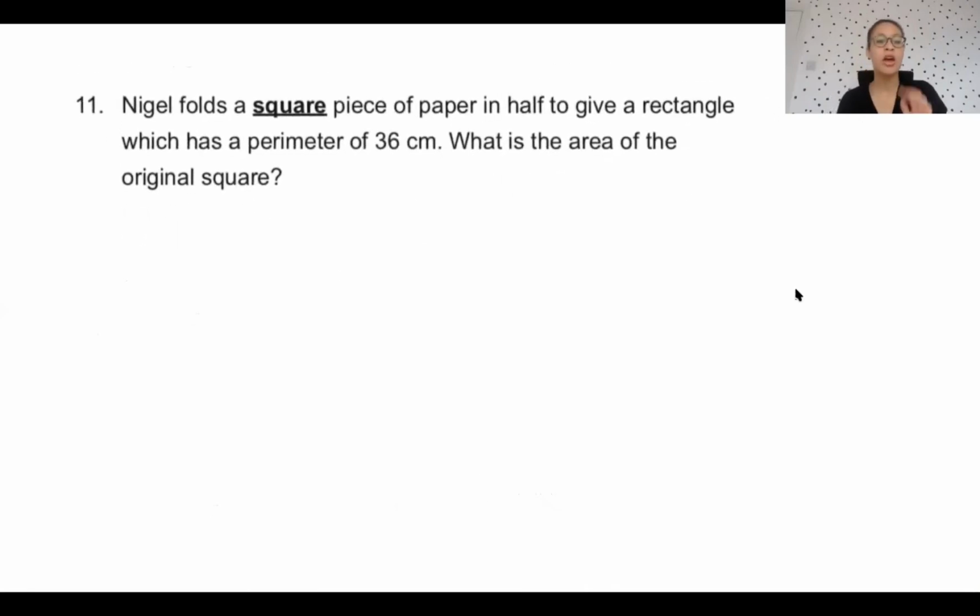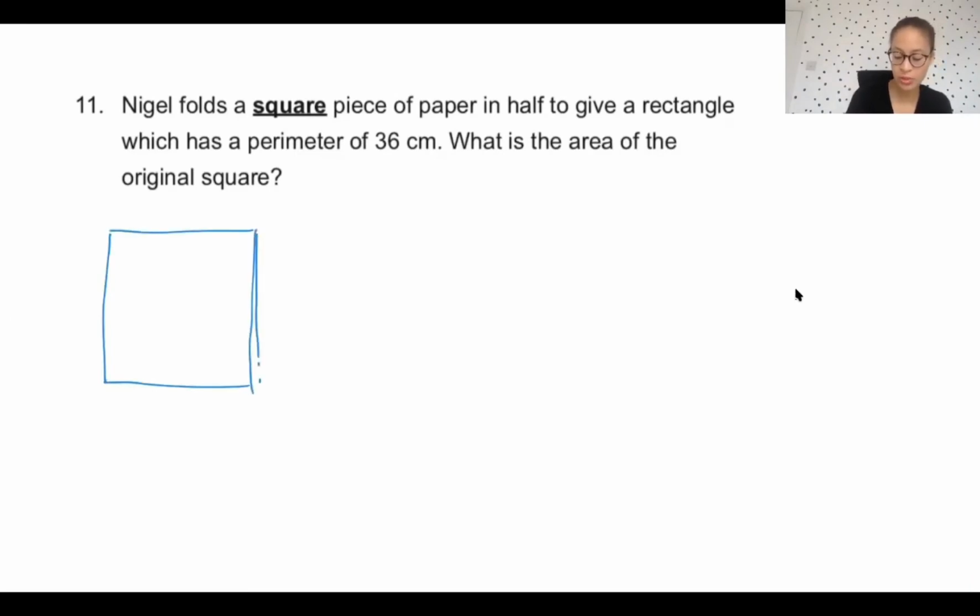Nigel folds a square piece of paper in half to give a rectangle which has a perimeter of 36 centimeters. What is the area of the original square? It's quite a bit to take in there, so you might want to reread it. So Nigel folds a square piece of paper in half to give a rectangle which has a perimeter of 36 centimeters. What is the area of the original square? I know one of you has just given me an answer. Let's work it through and see if that is correct.